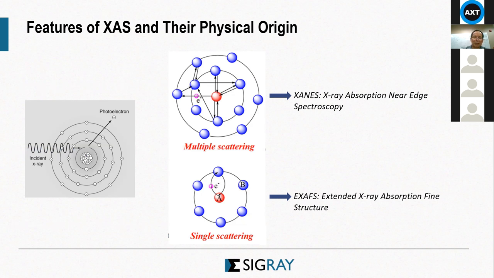The near edge one is called XANES. There are other names, and there's EXAFS, or extended X-ray absorption fine structure. So you measure the multiple-scattering near edge and the long range X-ray absorption spectroscopy. One can measure interatomic distance, and for near edge, you can get oxidation state to first order.